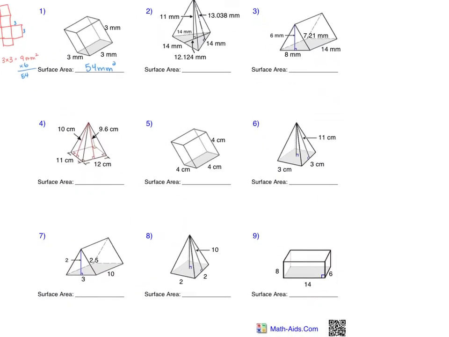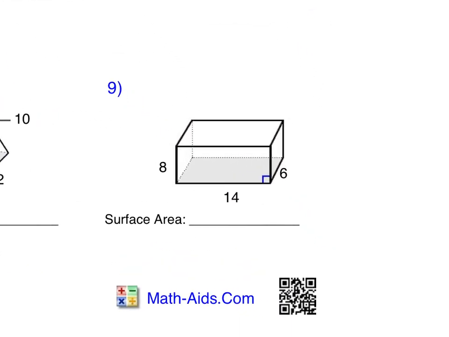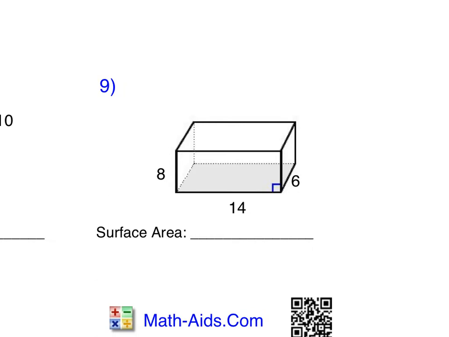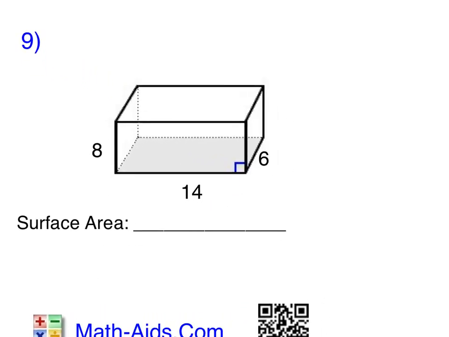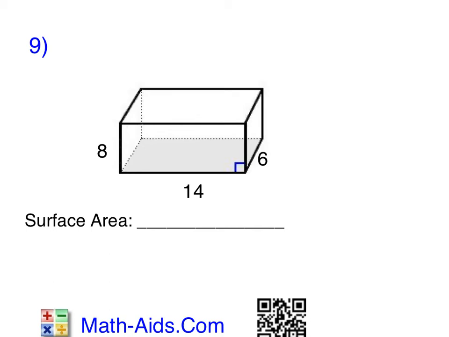Let's take a look over here at number 9. So this time it's a rectangular prism. So it's similar to the cube that we just did, except instead of all the sides being square, they are rectangular. So remember, the area of a rectangle is length times width. And really all this rectangular prism is 6 rectangles. So if we find the area of each rectangle, we can add them together.